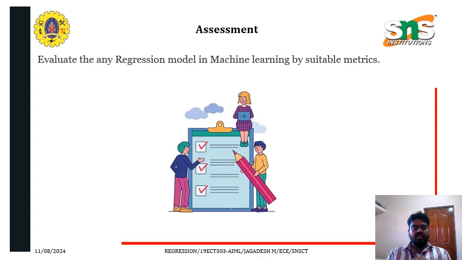So let us come to the assessment. Evaluate any regression model in machine learning by suitable metrics. So this is the assessment.